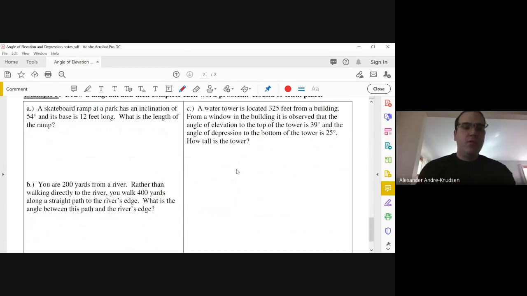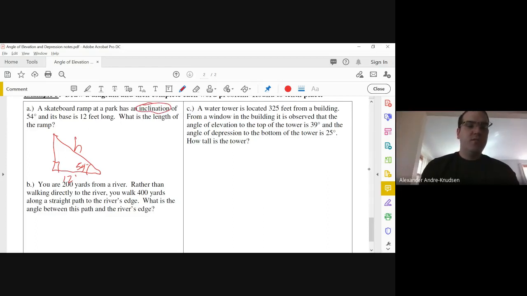A skateboard ramp at a park has an inclination of 54 degrees. Okay, so let's draw a ramp, inclined at 54 degrees, and its base is 12 feet long. What is the length of the ramp? That's going to be our hypotenuse, and it's at 54 degrees here. So the angle of elevation, they're talking about inclination, that's the elevation.